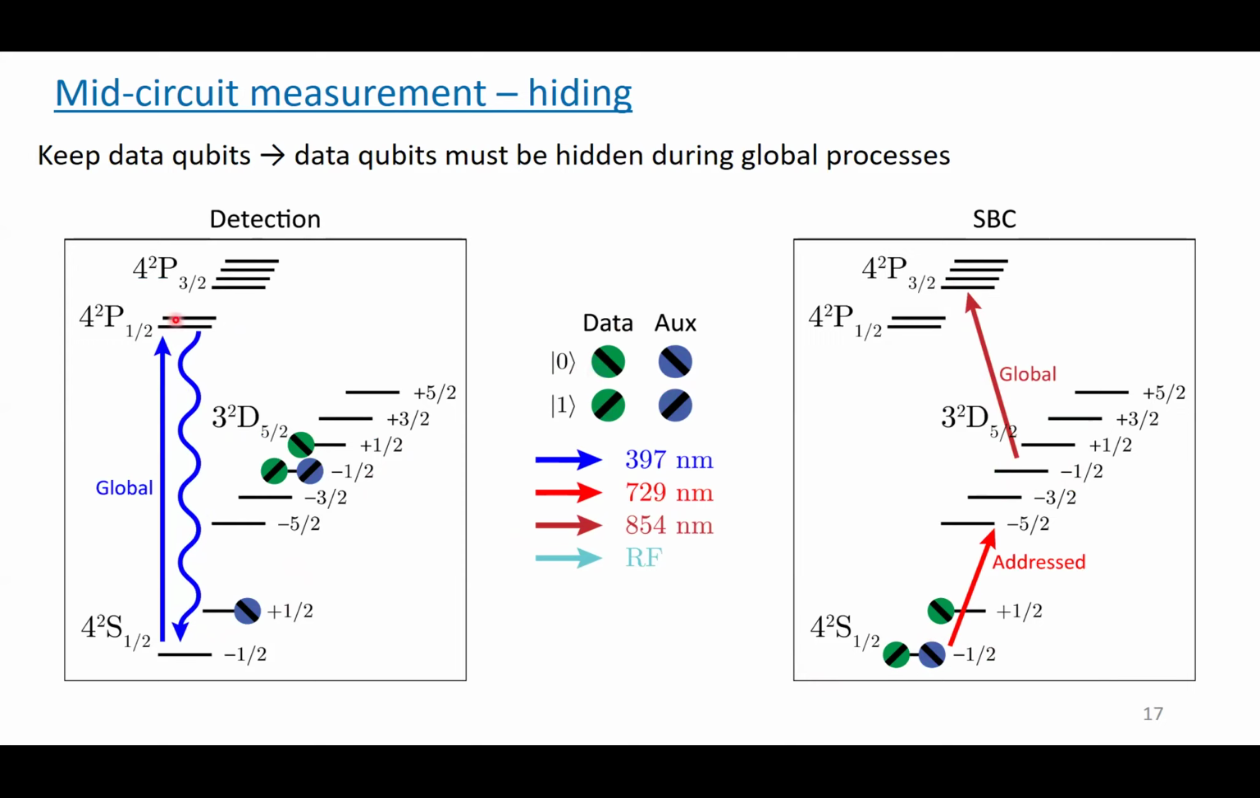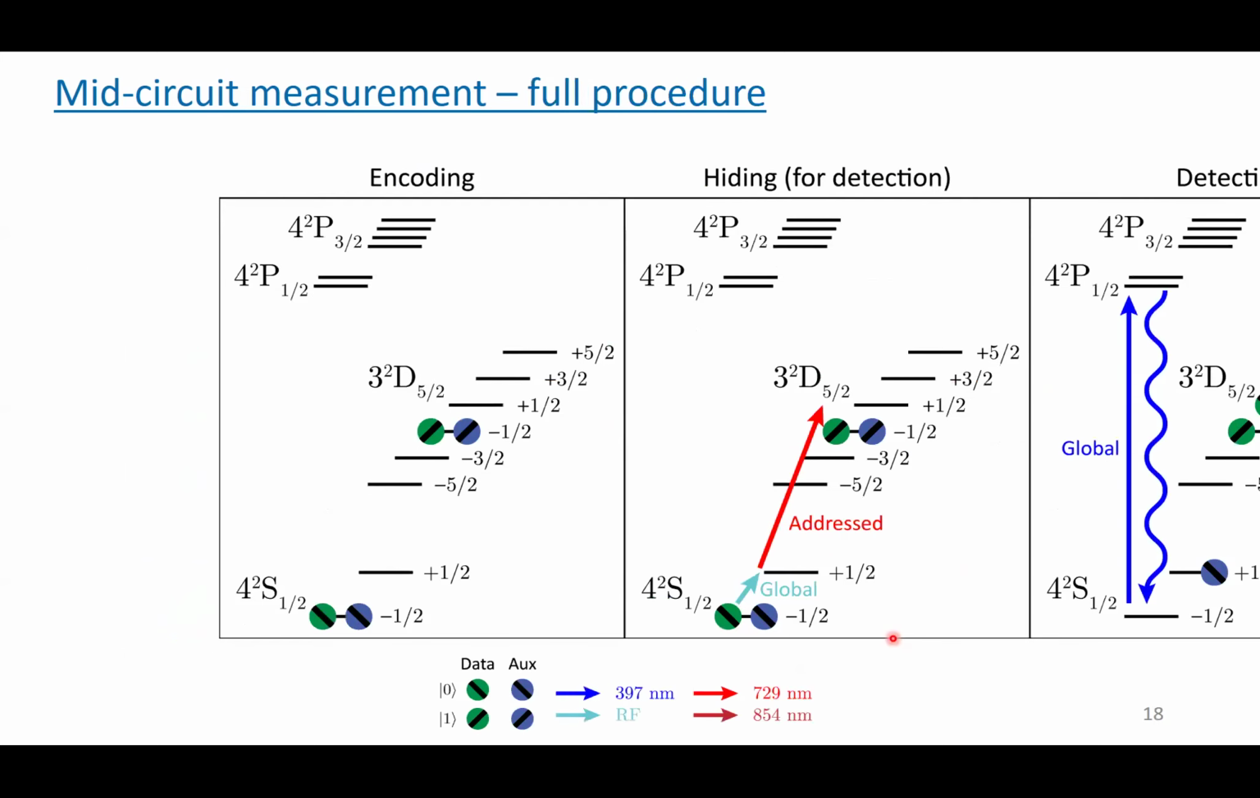For example, when we do detection, we can put our data qubits in this D level, and it will be untouched by 397 light, as well as 866 light. Same for qubit reset, sideband cooling, pumping, and all of that stuff. We can hide it in the ground state qubit, and then this global 854 beam will not reset our data qubits, while the address beam is addressed, so we can select which qubits we excite with it. All right, so let's try to do this.